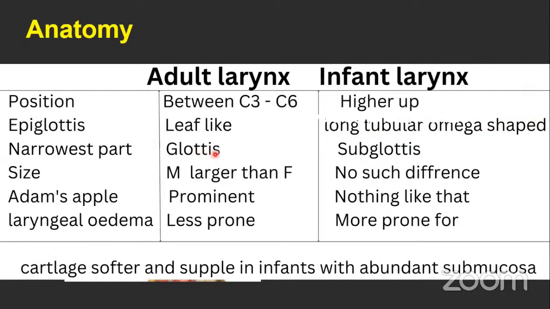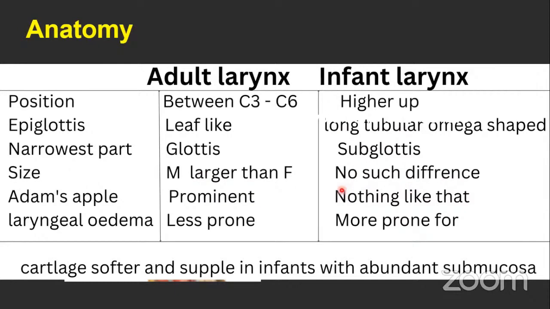And again, the narrowest part you have to remember: the narrowest part of the larynx in adults is the glottis, but in infants it is the subglottis, below the glottis. And size, I already told you, till puberty the male and female size is almost the same. But after that, the size of the male larynx doubles, especially the anteroposterior diameter of the adult male is larger, or double that of the female. But in children, there is not much difference.